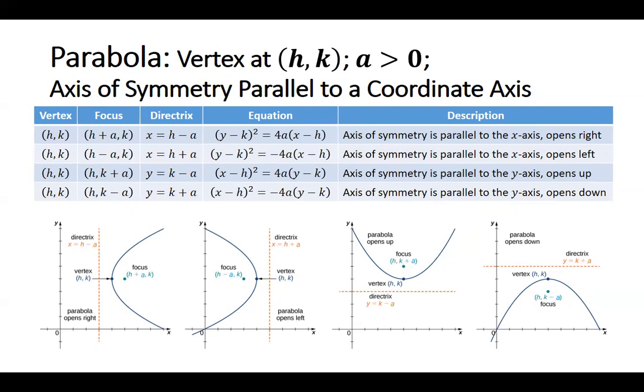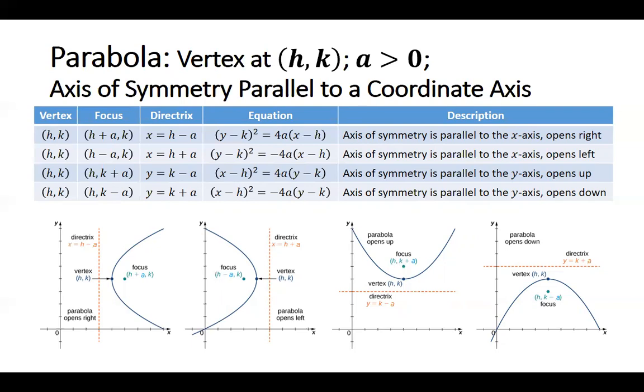In the equation, we have to account for the shift, and that's done just by subtracting k from y and h from x, and that happens for all of these. So the equation was y squared is equal to 4ax. Now it's (y minus k) squared is equal to 4a times (x minus h). And again, the axis of symmetry is still parallel to the x-axis, and it opens right. If we have one that opens left, same idea, but now the focus becomes (h minus a, k).